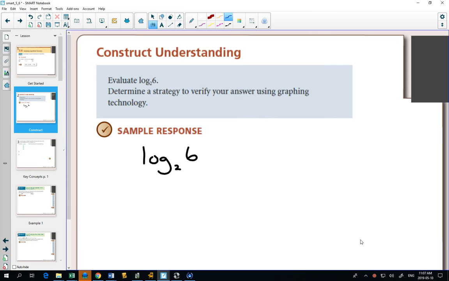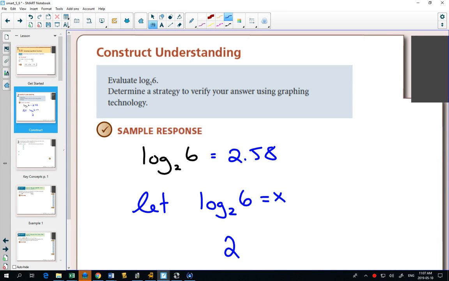Well, what we're going to learn that we can do is let log base 2 of 6 equal x, because that's what we want to solve for. And if we take the definition of a logarithm and say this means an exponential form, my base is 2, my exponent is x, and my answer is 6.